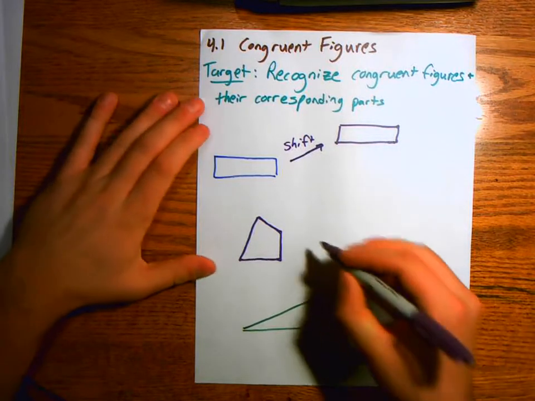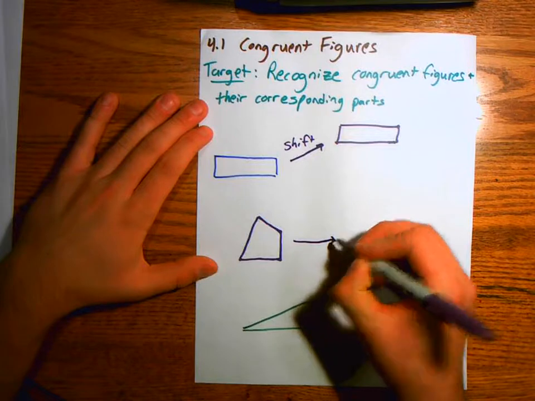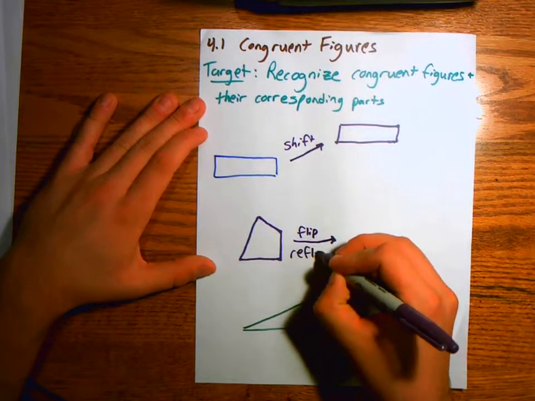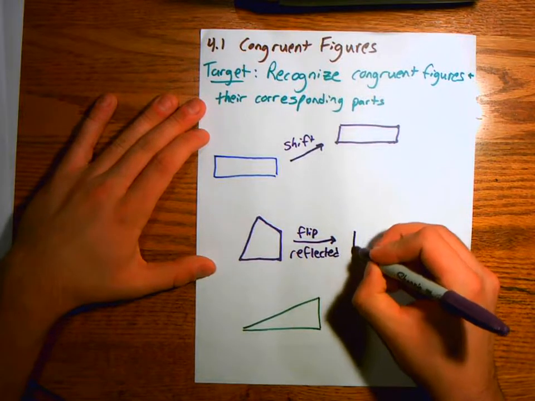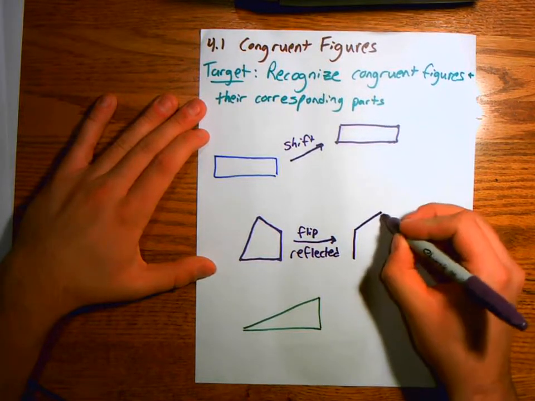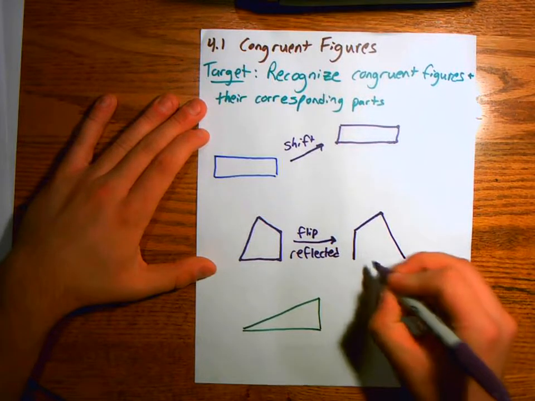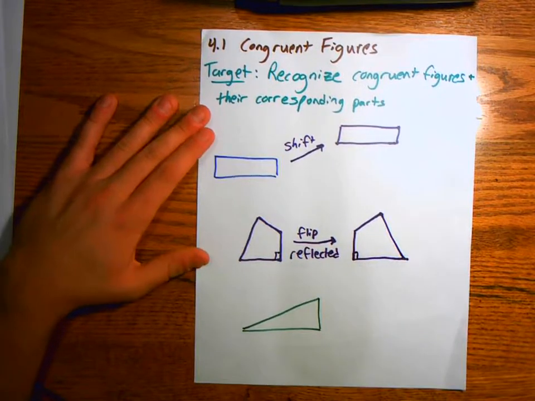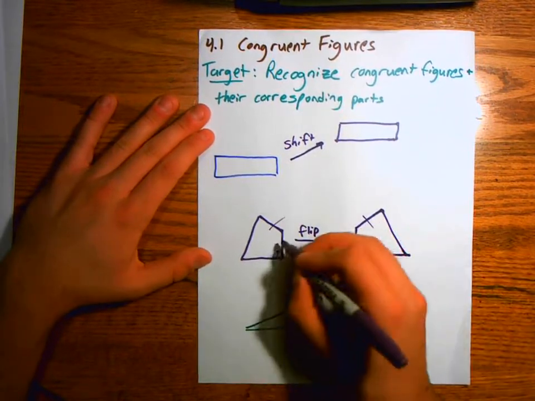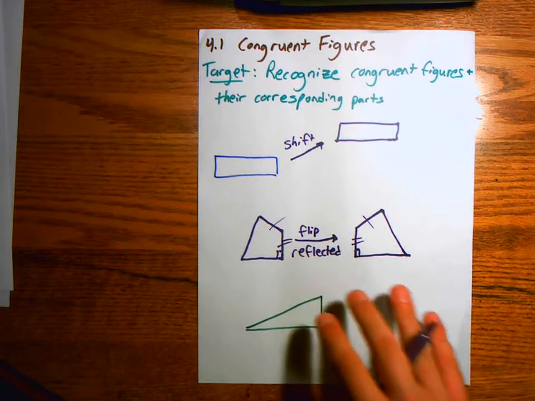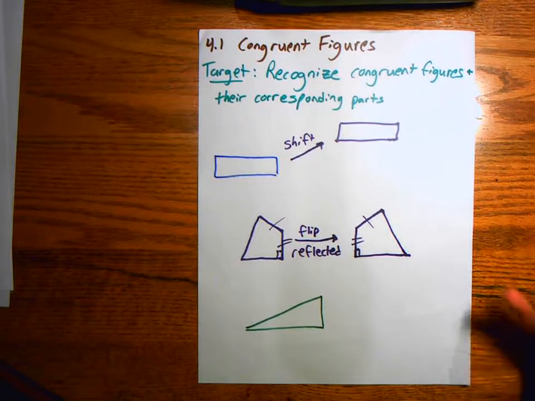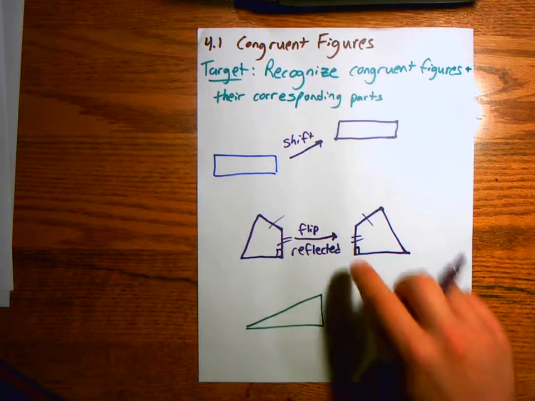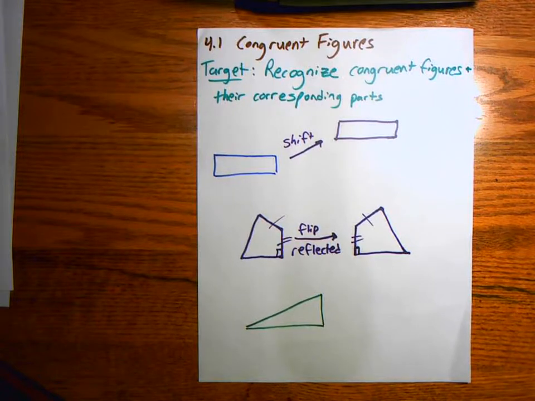The same exact thing can happen to this one, where it's being flipped, or reflected, to where it looks like this. Each of the angles are still congruent and each of the side lengths are still congruent. So even though they don't look like they're the exact same thing, it's being flipped over, so each of the corresponding parts, all the sides and all the angles, are still congruent.